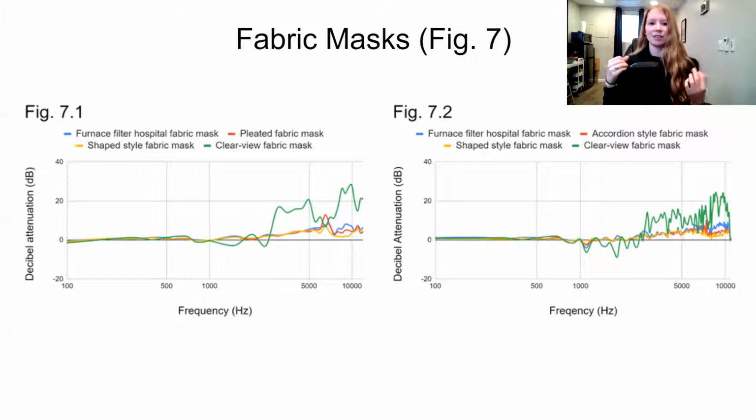This is significant because they both have the same fabric. They both have the same number of layers. The only difference is the design. So likely what is happening is that the pleats in the accordion style fabric mask act as acoustic foam, in the sense that they muffle the sound before it is received by the listener. So this is something to keep in mind across my results.